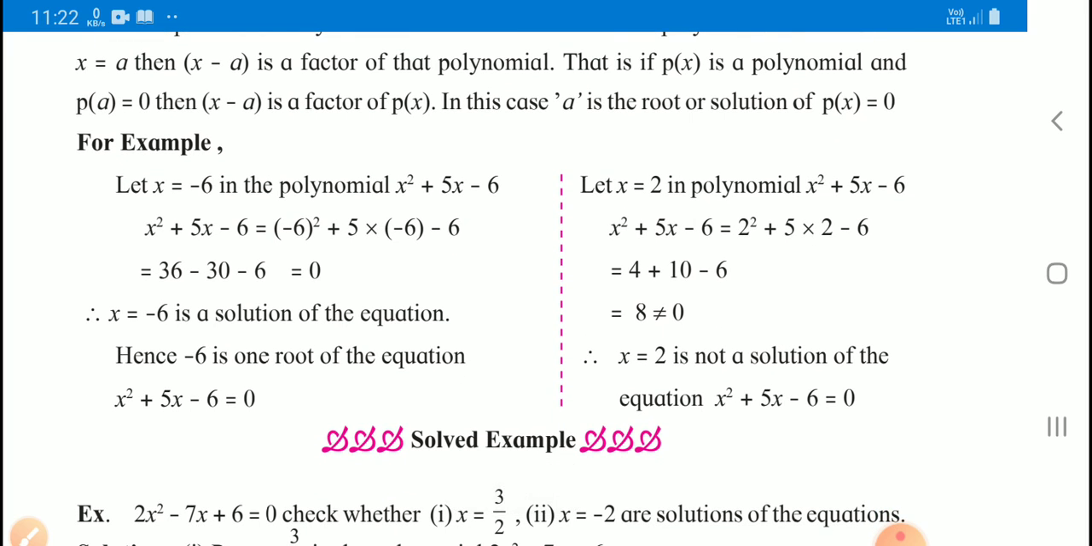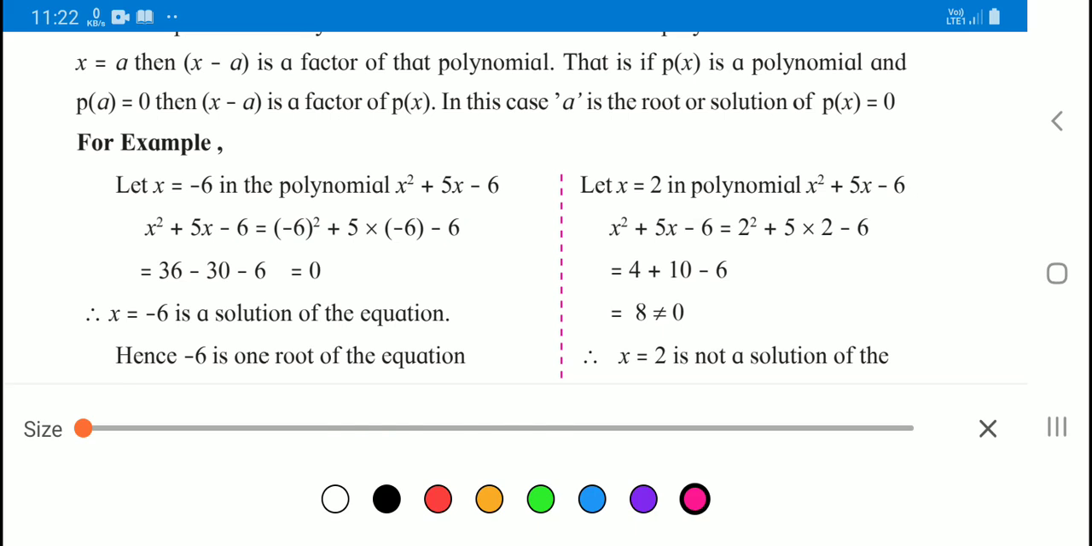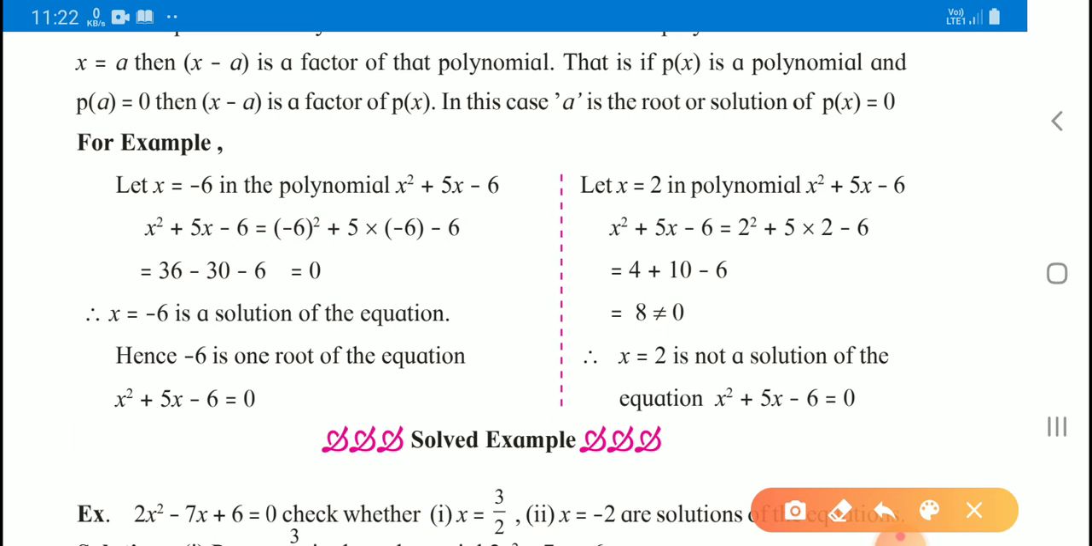Now, for example, they have given the example, that is, let x be equal to negative 6 in the polynomial x square plus 5x minus 6. Here we have to take the value of x as negative 6. We will put x equal to negative 6 in this equation. Then you will get this. After solving, you will get the value of this polynomial. It is 0. So x equal to negative 6 is a solution of the equation. Hence, negative 6 is one root of the given equation.